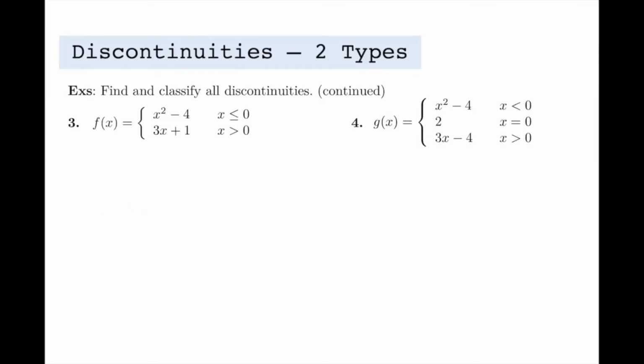In examples 3 and 4, we have two piecewise functions. The first one is x squared minus 4 for x less than or equal to 0. And the second one is 3x plus 1 for x greater than 0. Let's graph this to determine the discontinuities.